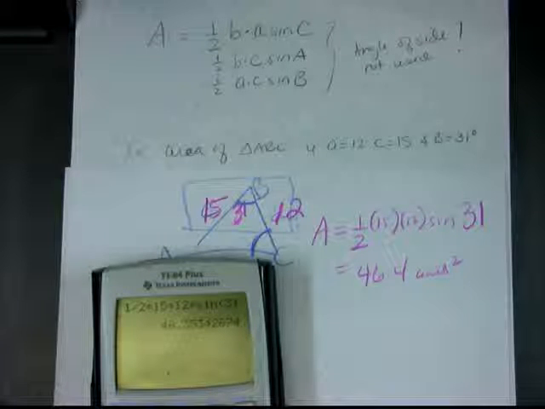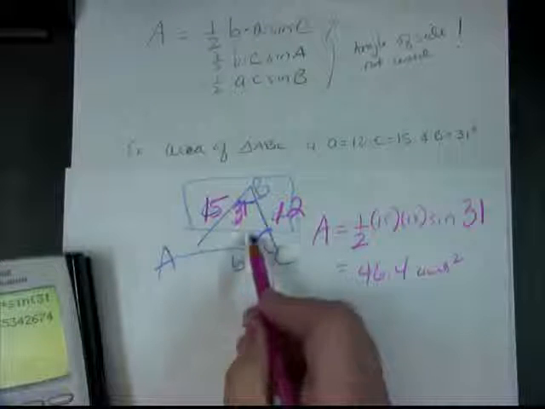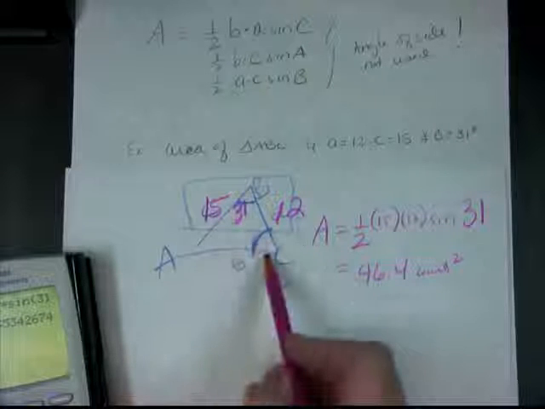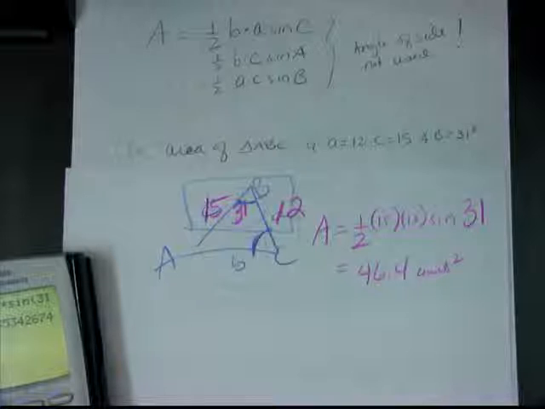But that's it. That's your area formula. It is exactly that straightforward. Now, you might have to do a little bit of work. Maybe you have to do the law of sines, law of cosines, because if they gave you the 31 as angle C, then you would have to do some work in order to find that angle B.